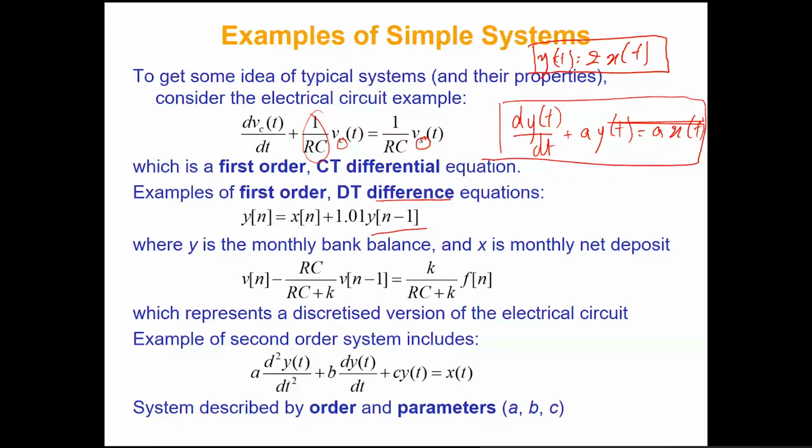Okay, so for a discrete time system, once we try to write an equation which gives us a relationship between input and output, invariably you will end up getting a difference. We can have y of n minus 1 or x of n minus 1 or 2 or whatever. So that type of equation will be a difference equation.